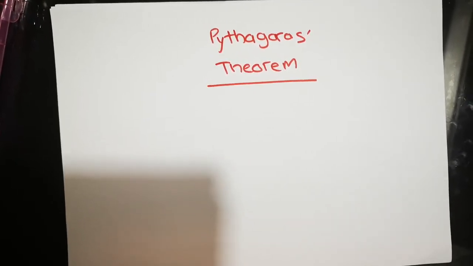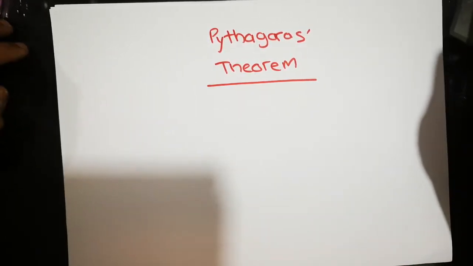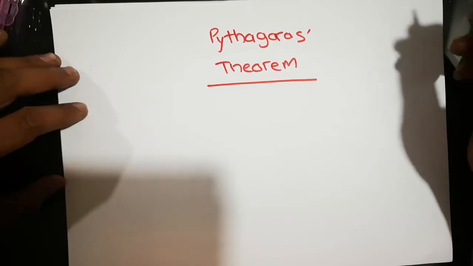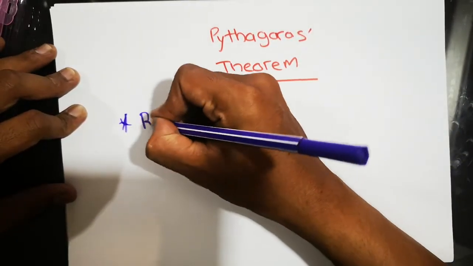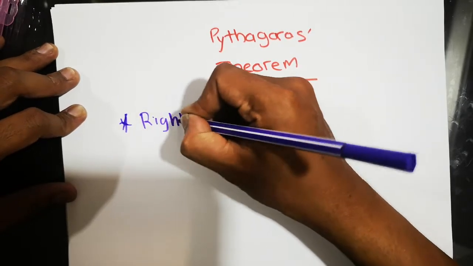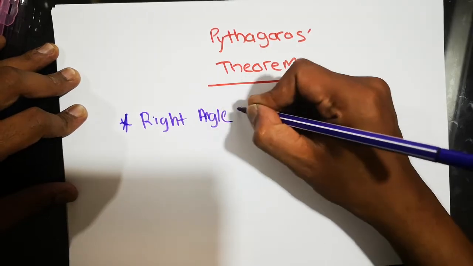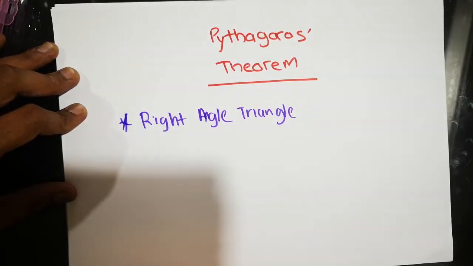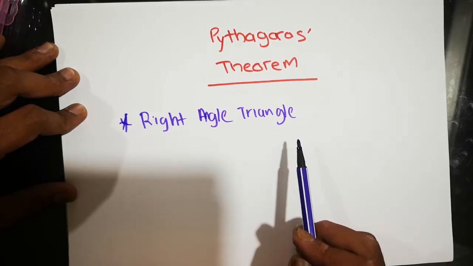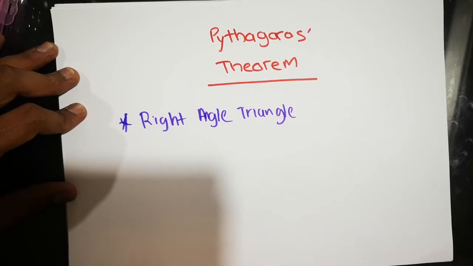Pythagoras Theorem practically is finding the length of a certain side. Okay, but not any random shape. It can only work with a right angle triangle. Okay, if it's not a right angle triangle, you cannot find the length of the particular side. So what is a right angle triangle?